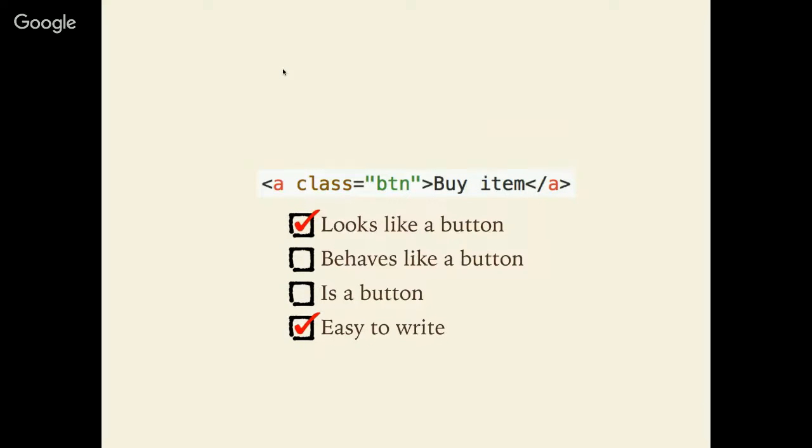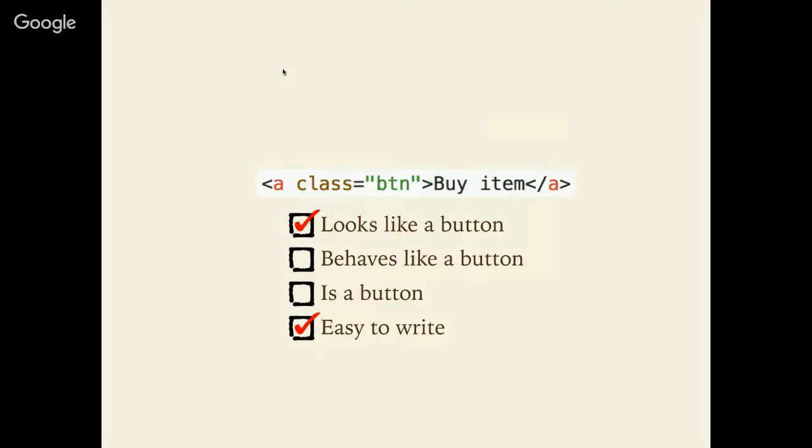A lot of authors will use the anchor element, which, as we just explained, is used for links. The reason they do this is that they find the button element hard to style, for example. So the piece of code on this slide is an anchor element with a class of button, and within the anchor tags is the text buy item. Underneath is the familiar checklist, which looks like a button. It looks like a button because we added the class button.